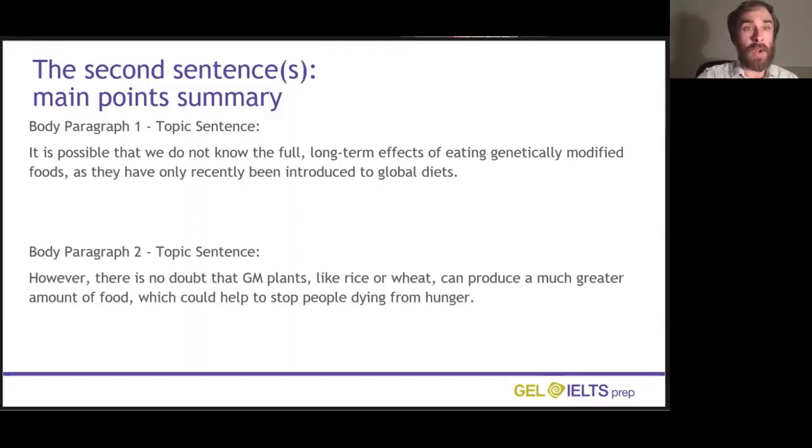It's possible that we do not know the long-term effects of eating genetically modified foods because they've only recently been introduced to global diets. Body paragraph 2's topic sentence. However, there is no doubt that genetically modified plants like rice or wheat can produce much greater amount of food. This can help to stop people dying from hunger.